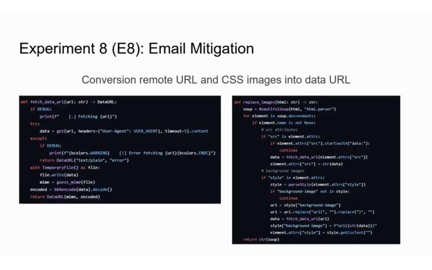These two codes convert remote components of email HTML into data URLs. First, the left code converts remote URLs into data URLs. It takes files from the URL, encodes them by base 64, then generates the data URL. The right code converts CSS images into data URLs. It takes image source and background image, then converts them into data URLs.